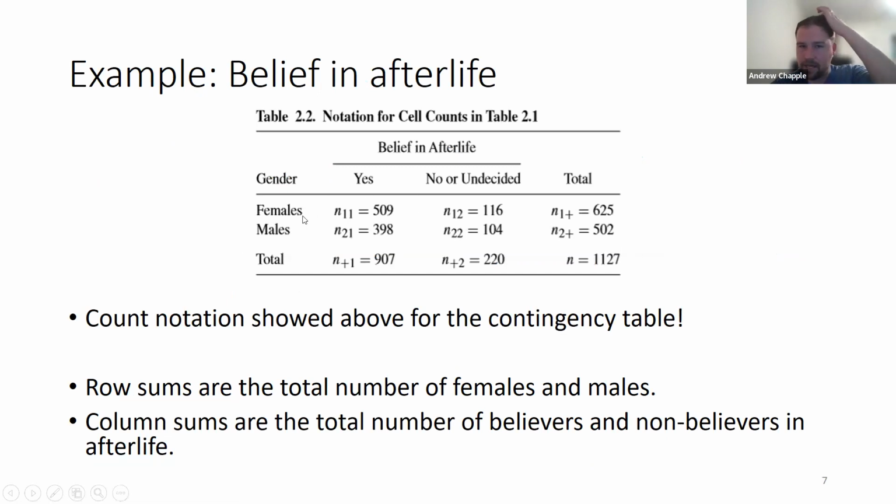So just looking at this, we have it all spelled out. This is just the notation you use when talking about contingency tables like this. I have N11, that's 509. I have N12, that's 116. I have N21, that's 398. I have N22, that's 104. N1 plus is the total number of females, that's 625. N2 plus is the total number of males, that's 502. N plus 1 is the total number of people who believe in the afterlife, that's 907. N plus 2 is the total number of people that say no or undecided in terms of belief in the afterlife, that's 220. And then N is my overall sample size. It's the total sum within the inside of this table, and that's 1127.